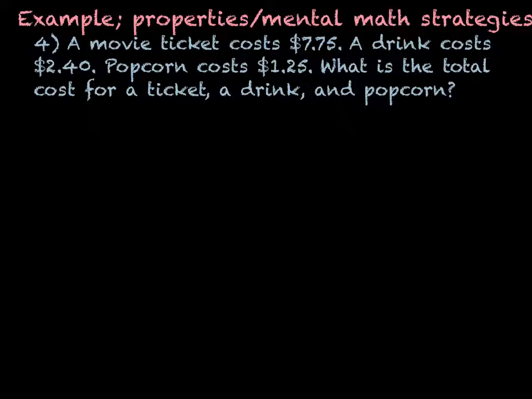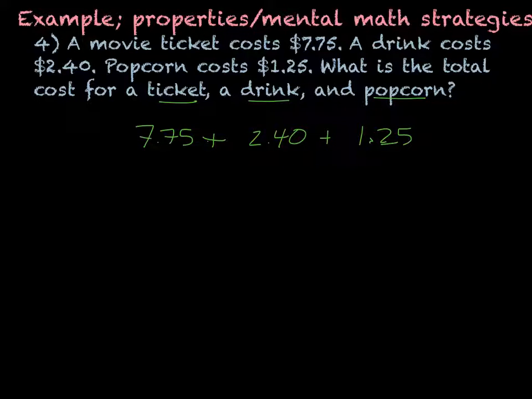For this next example, we're going to use different properties and mental math strategies in order to solve the problem. A movie ticket costs $7.75, a drink costs $2.40, and popcorn costs $1.25. What is the total cost for a ticket, a drink, and popcorn? Well, a ticket costs $7.75 plus a drink costs $2.40 plus popcorn, which costs $1.25.